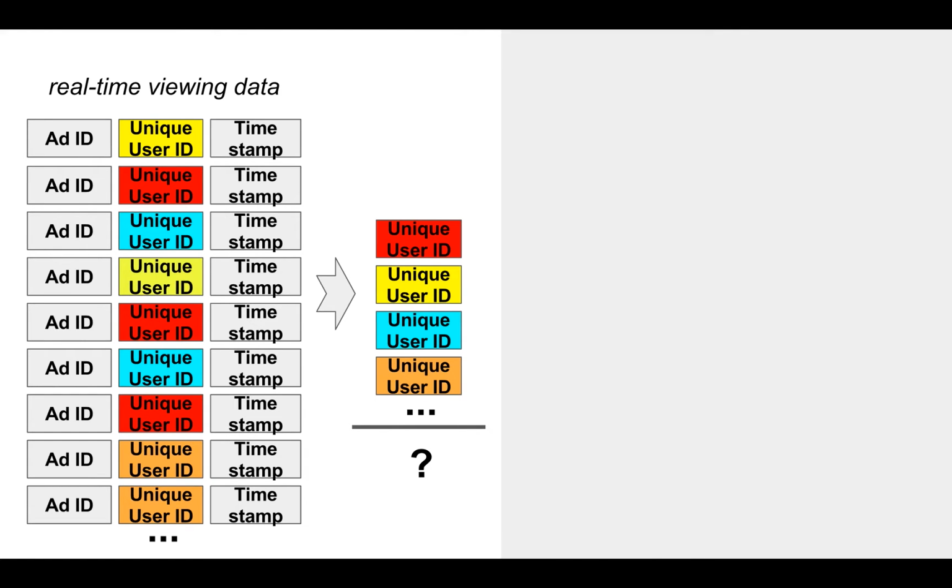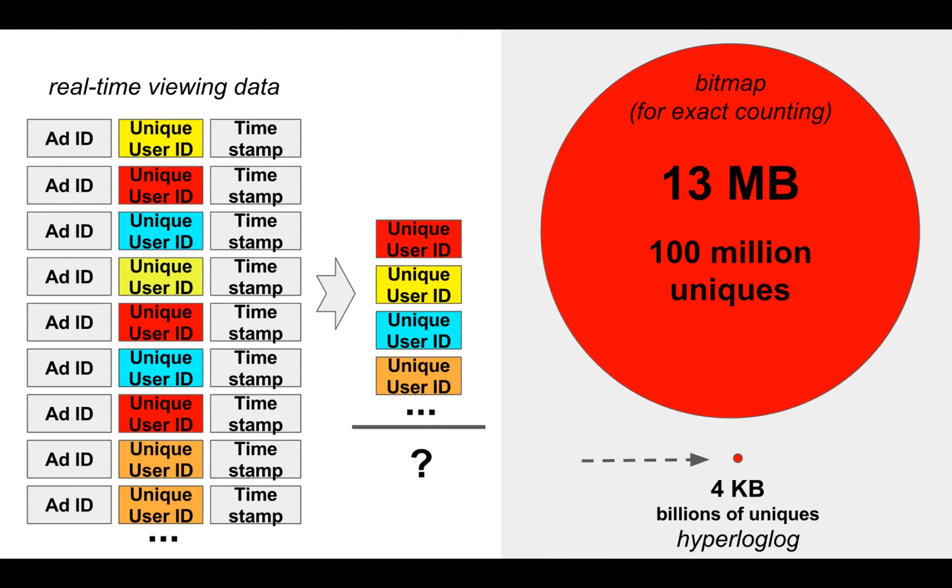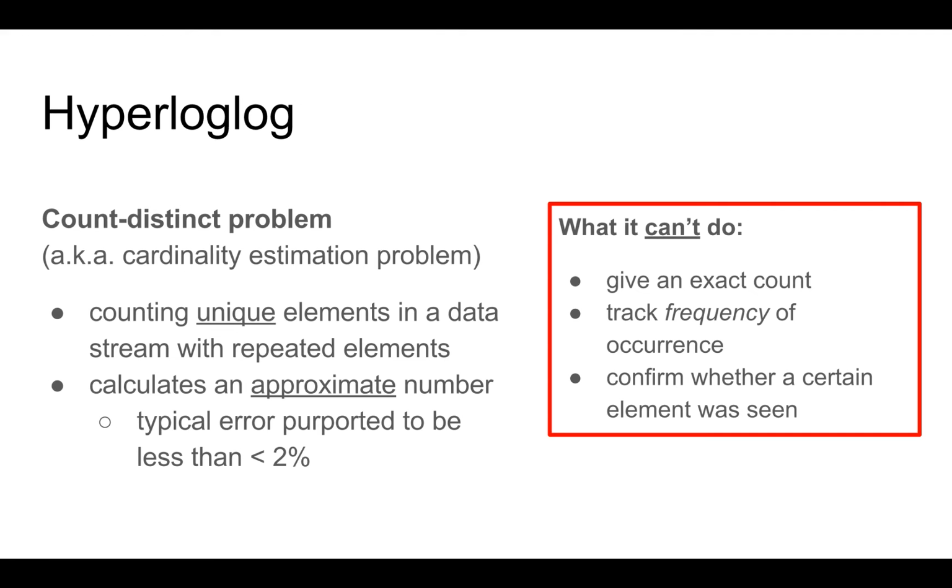Suppose we're collecting real-time viewing data for a particular ad, and we want to know the total number of unique viewers in a specified time period. Structures like bitmaps can be used to get exact counts, but they require memory in proportion to the number of unique items to be counted. In contrast, an algorithm known as hyperloglog uses a structure that is fixed in size and relatively small. Hyperloglog structures can be used to track billions, if not trillions, of unique items super efficiently.